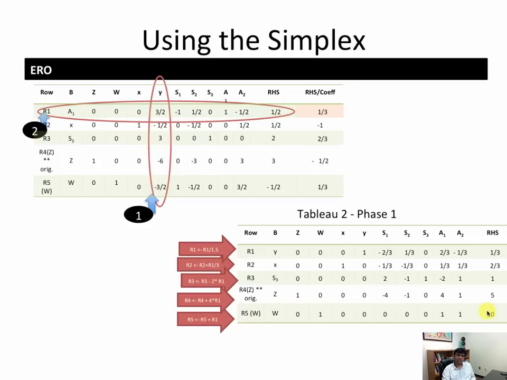That means phase 1 is now optimal. Also, we should note that artificial variables A1 and A2 are not basic. That means they are equal to 0, and hence our assumption that W, minimizing A1 plus A2, has a value of 0, which means individually A1 and A2 are equal to 0.